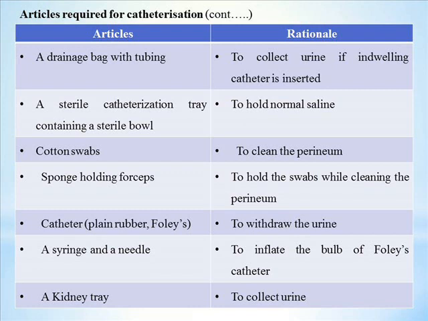Then we need cotton swabs to clean the perineum, a sponge holding forceps to hold the swabs while cleaning the perineum, a catheter, plain rubber or Foley's catheter, to withdraw the urine, a syringe and a needle to inflate the bulb of Foley's catheter, and a kidney tray to collect the urine.